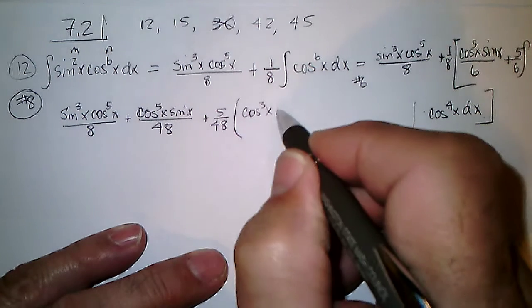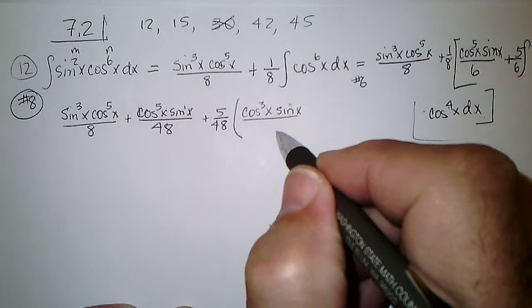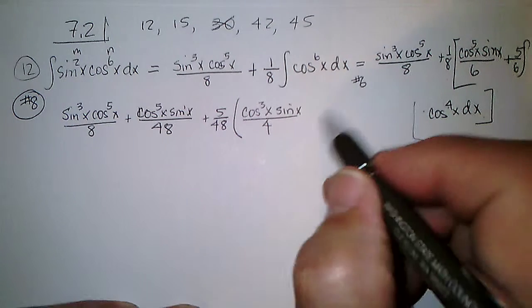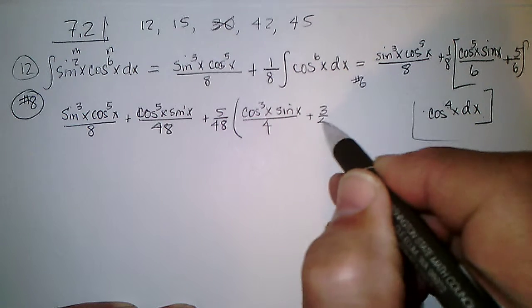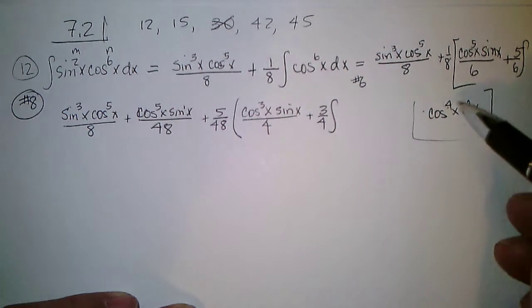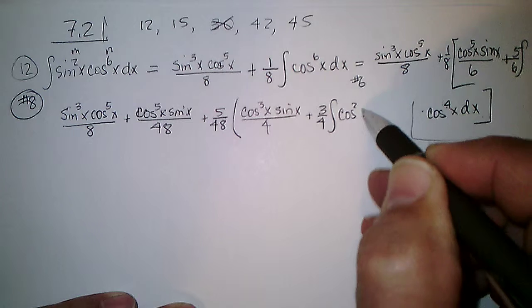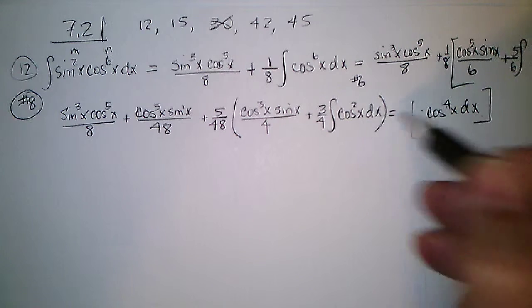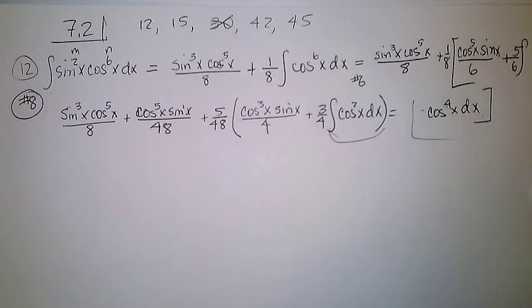Yeah, cosine gets 1 less, that brings in a sine over n, and n is now 4. And then it's 1 less, 3 over 4, integral of 2 less power, so 2 less than 4 is cosine squared x dx. And then there is a formula for the cosine squared. And there's actually a couple of them there. I'll just use the second one.